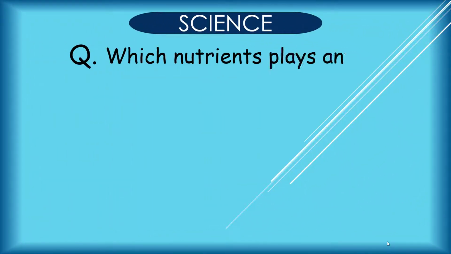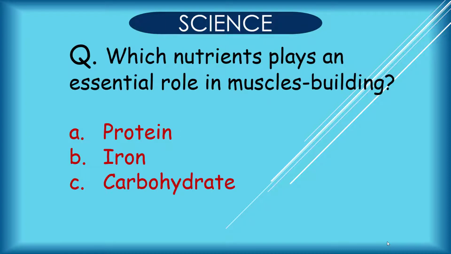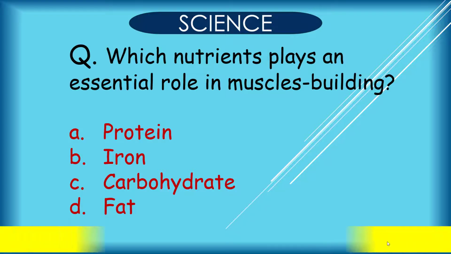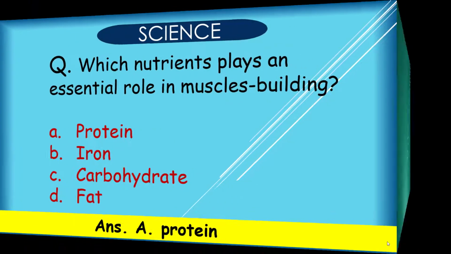Question: Which nutrient plays an essential role in muscle building? A. Protein, B. Iron, C. Carbohydrate, D. Fat. Correct answer is A. Protein.